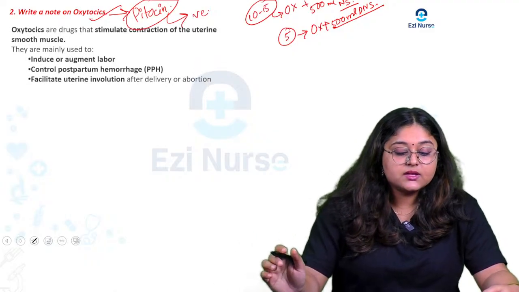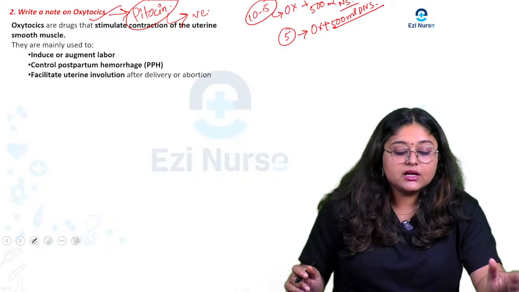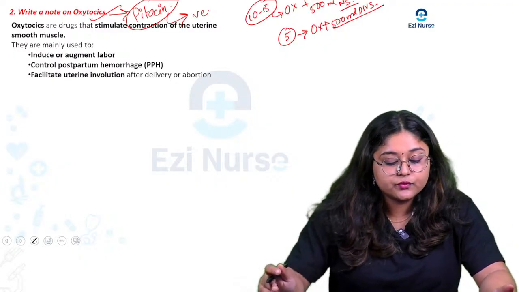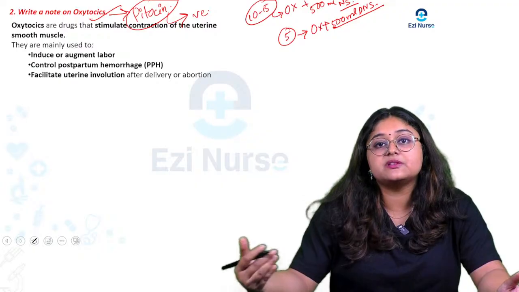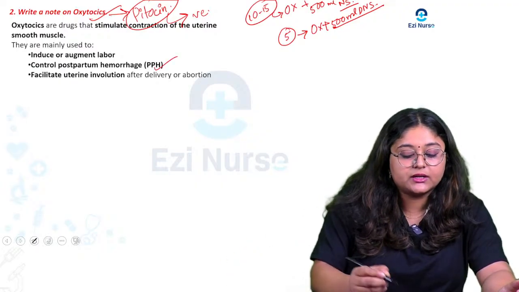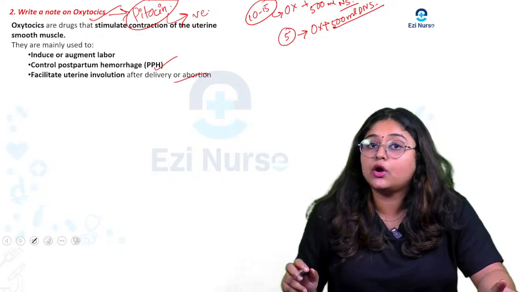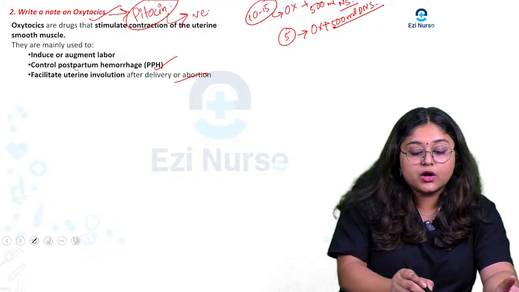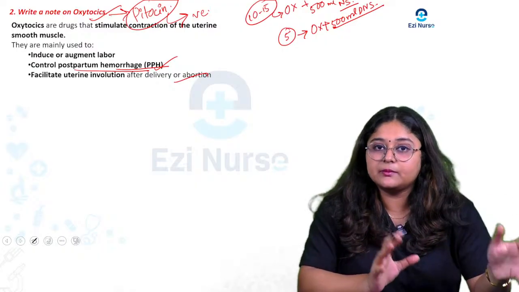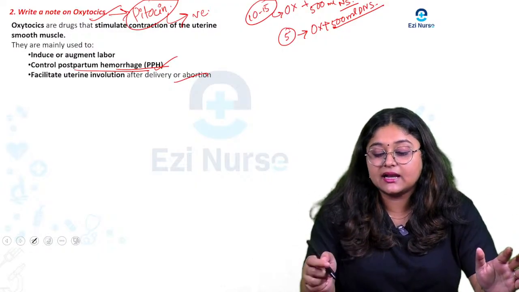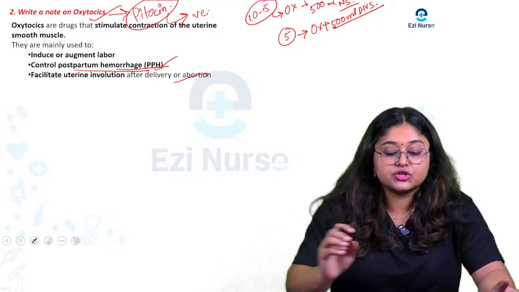500 ml DNS. So see, oxytocin is a drug which mainly stimulates the uterine contractions, the smooth muscle. It is mainly used to induce or augment labor, sometimes for reducing the labor pain or sometimes for increasing the labor pain, to control postpartum hemorrhage, and also to facilitate uterine involution after delivery or abortion. You must remember to control the postpartum hemorrhage: before giving birth we have to continue the normal saline with the pitocin, and also after delivery we have to give an injection of oxytocin.